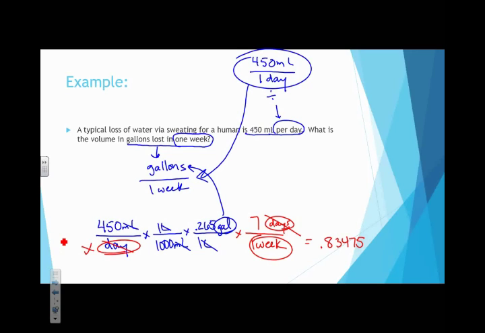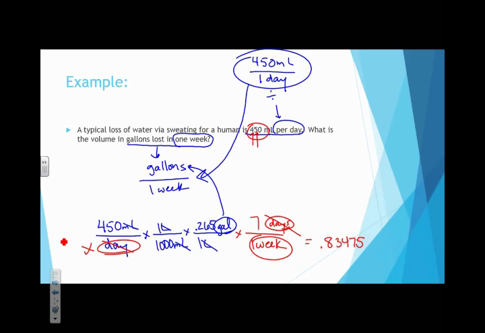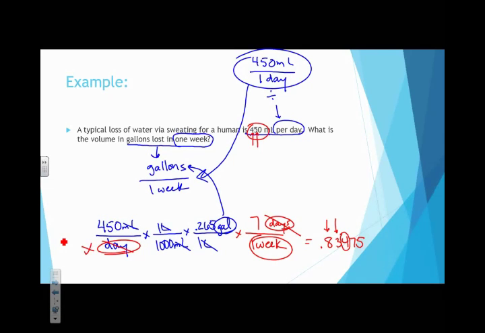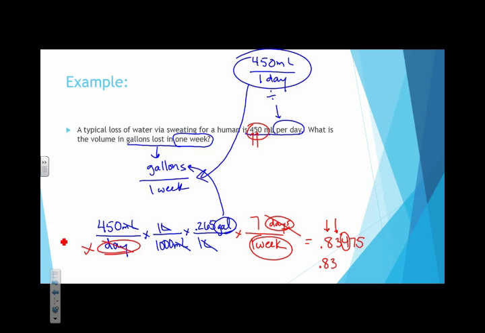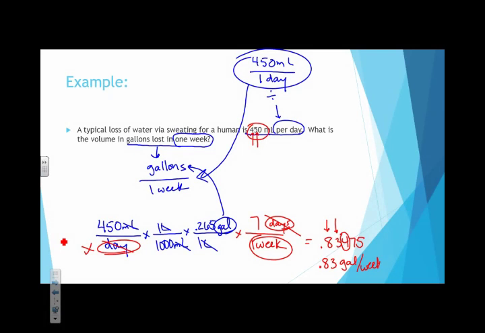0.83475. I want to check my significant figures. Up here, I see there's 1, 2 significant figures. That last 0 doesn't count as a significant figure because there's no decimal point. So I need 1, 2 sig figs. The next number is less than 5, so I don't need to round up, and this becomes 0.83 gallons per week.